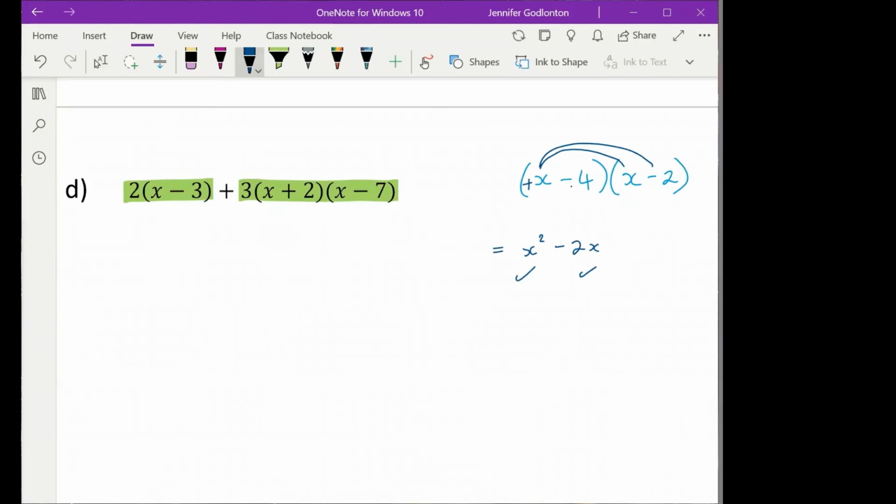Then we're going to look down here. We've got negative 4 times x, which is going to give us negative 4x. Give yourself a tick. And then the last one, we have negative 4 times negative 2. A negative times a negative gives us a positive, so that is going to be positive 8. If you're working on the blue one, just be careful with your signs there and see how you did with that.